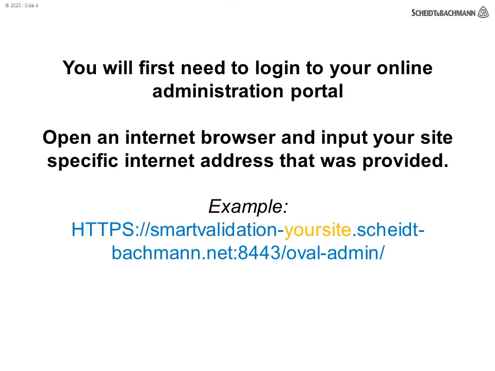You'll first need to log into your online administration portal. Open an internet browser and input your site-specific internet address that was provided. You'll notice at the end of the address, this one says Oval Admin. This designates this as the administration portal. You'll use the administration portal to access reporting and setup of cooperation partners and employees, as well as administration of your own account.